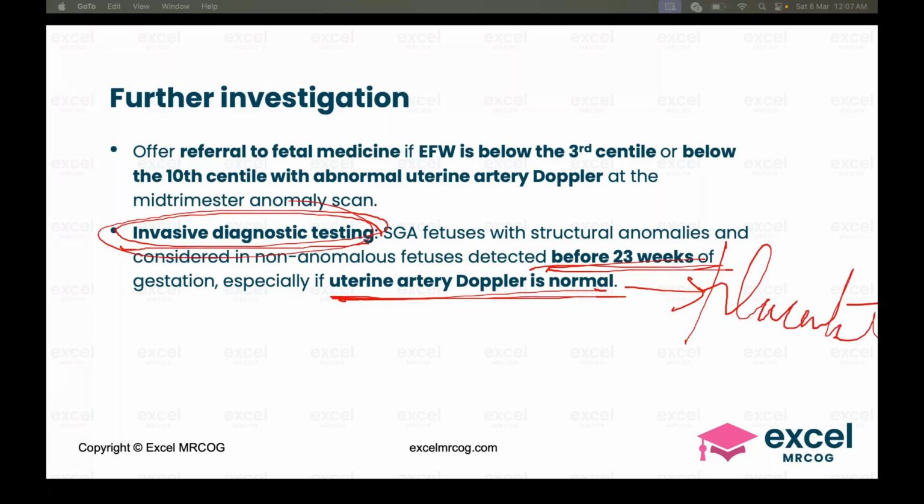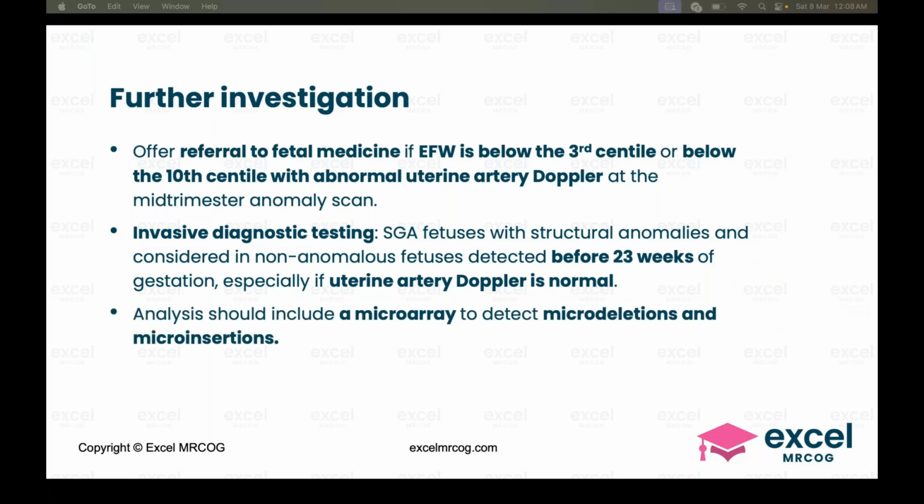So what they are saying is that if it is very early and the baby is too small, and the placenta is also normal, what you need to suspect is a chromosomal problem. Then analysis, as we had seen in the first lecture on genetics, microarray. Microarray is used for deletions, small changes in the chromosome, small gene changes. So you can do a microarray analysis in such patients.